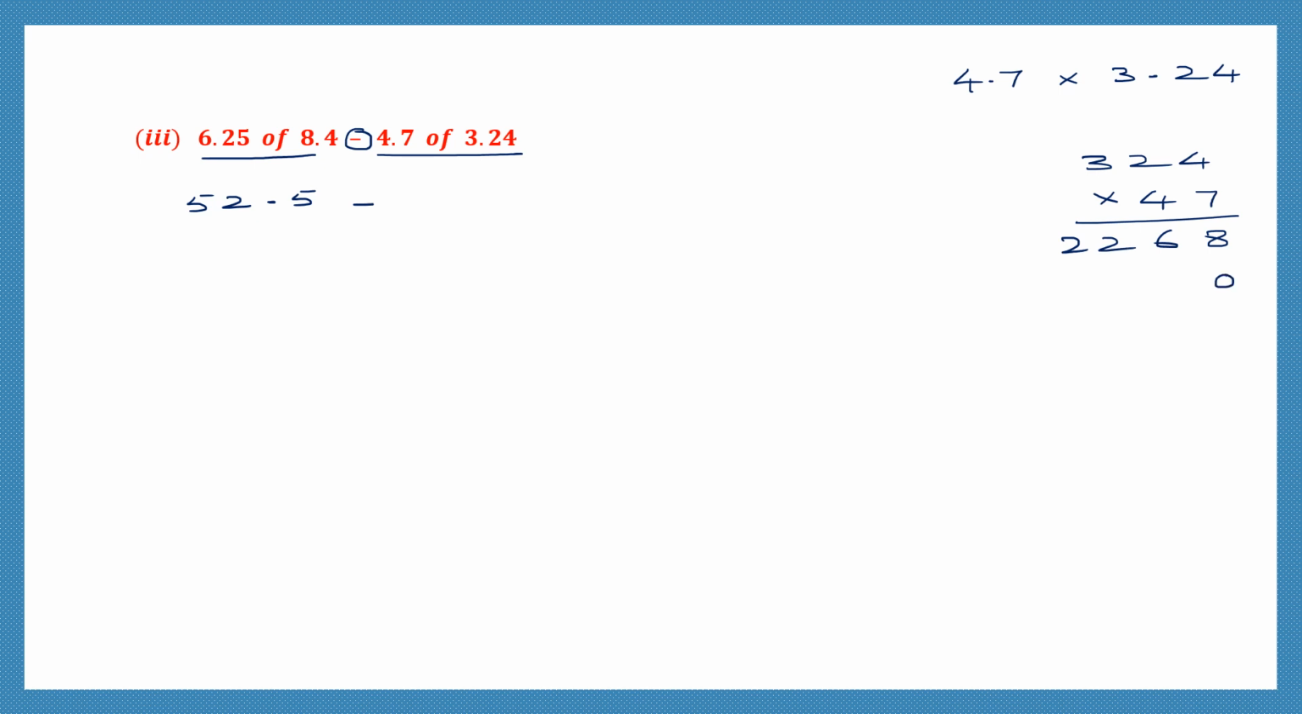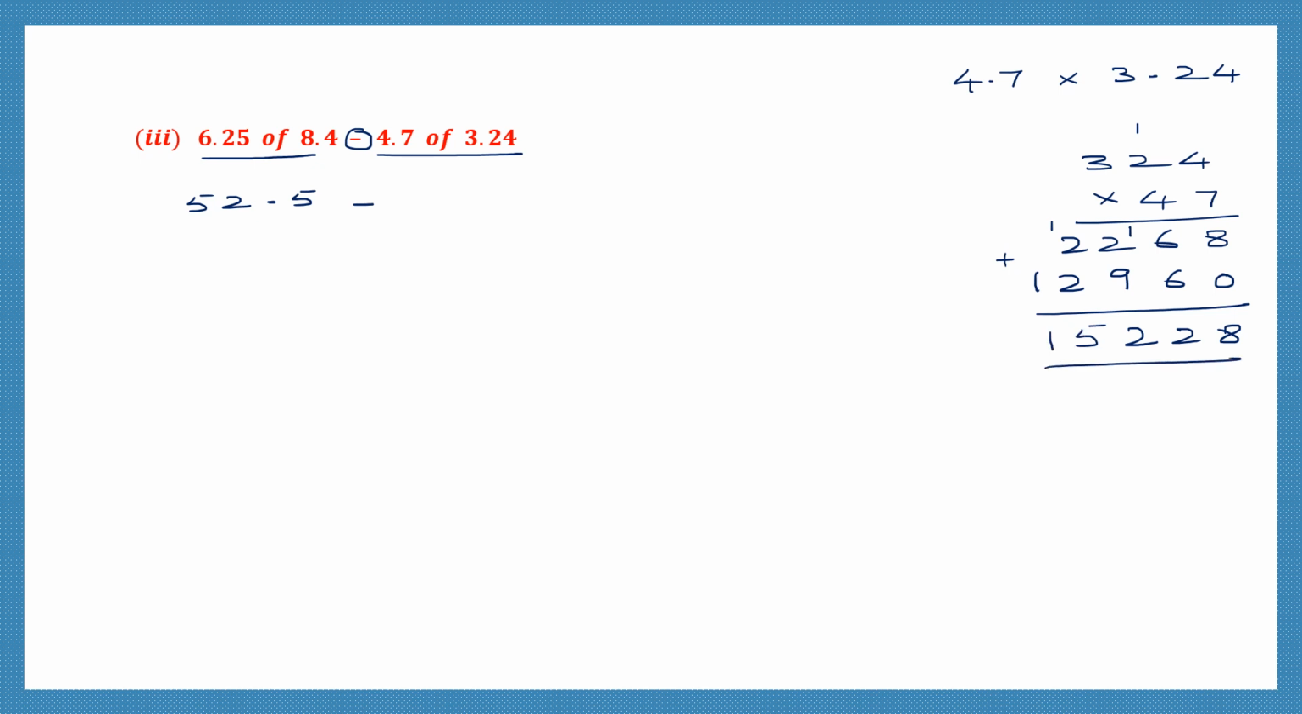Starting with a 0, 4 4s are 16, carry 1. 4 2s are 8, plus 1, 9. 4 3s are 12, plus 8. 6 plus 6 is 12, carry 1. I can do 9 plus 1 is 10, 11, 12. Carry 1, 2, 3, 4, 5 and 1.